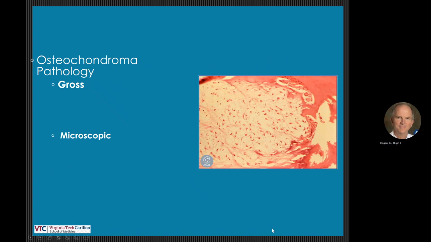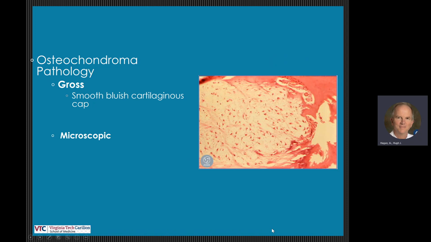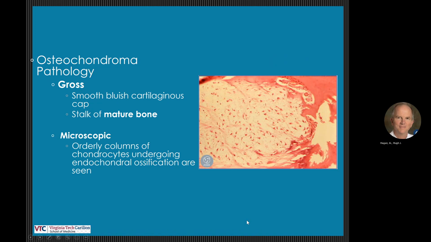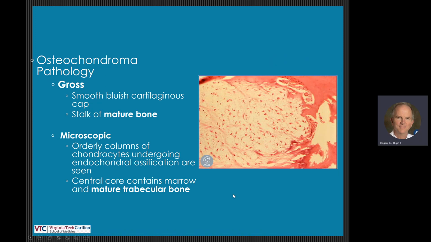Grossly, they tend to be bony lesions with a cartilaginous cap and a stalk of mature bone surrounded by a normal appearing periosteum. And microscopically, they're just healthy looking chondrocytes overlying a stalk of lamellar bone. Oftentimes, the core contains marrow and mature trabecular bone, which is one of the differentials when you're looking at one of these lesions microscopically.